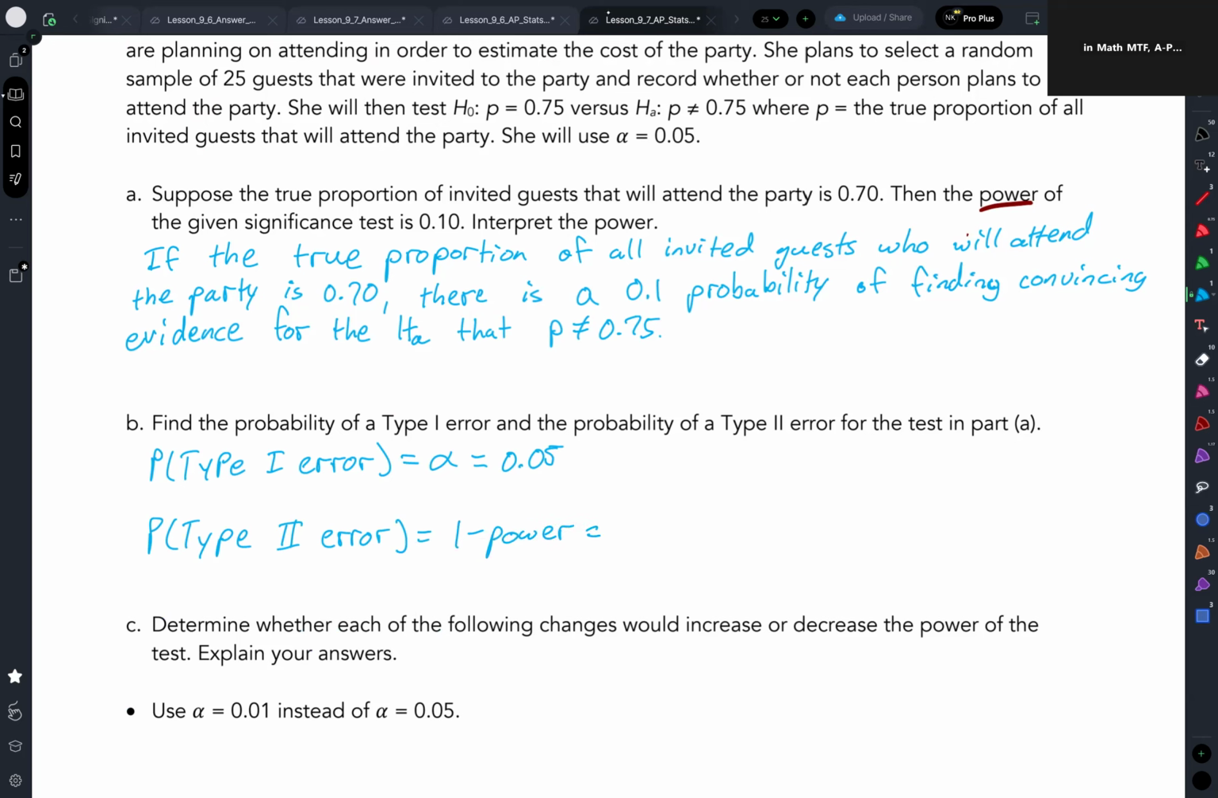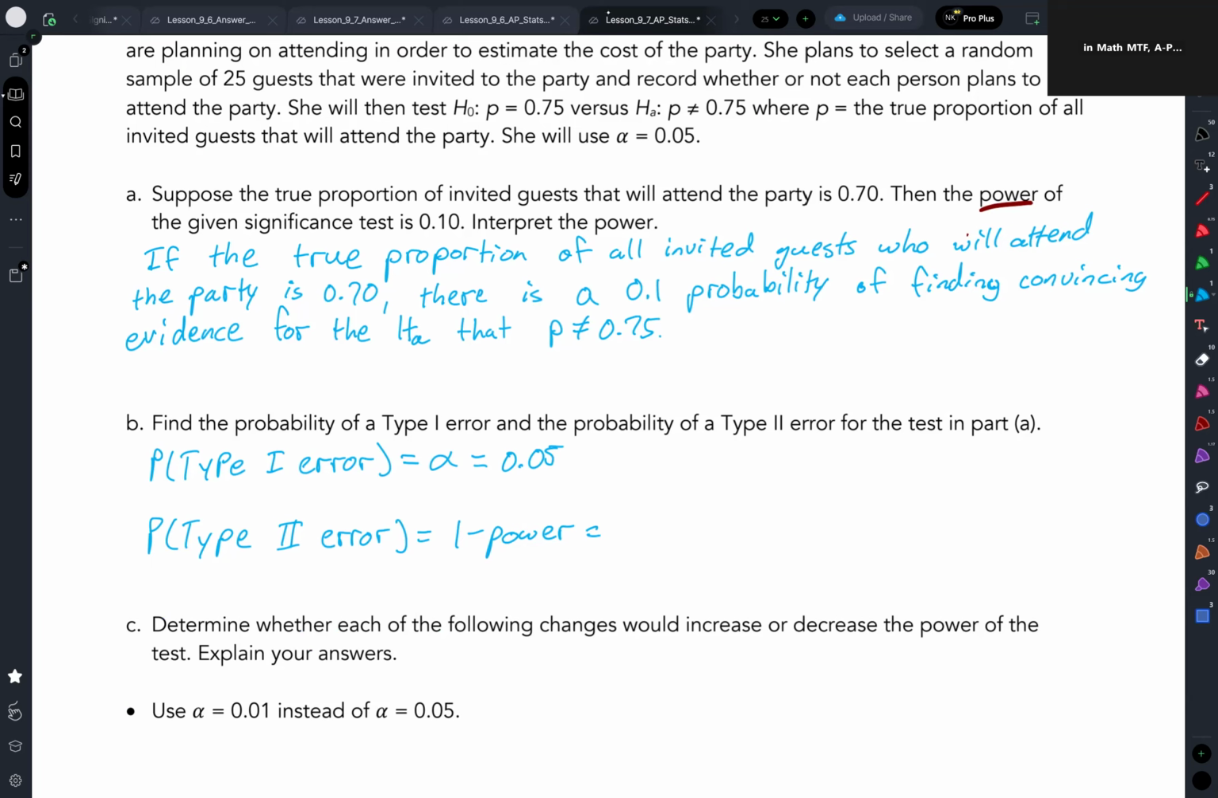And that's really all you're going to have to do on the AP exam. If they ever ask about the probability of a type 2 error, it's just 1 minus power, or power is 1 minus the probability of a type 2 error. They will ask you more about the relationship of, hey, how do I create or have a larger power in this test?